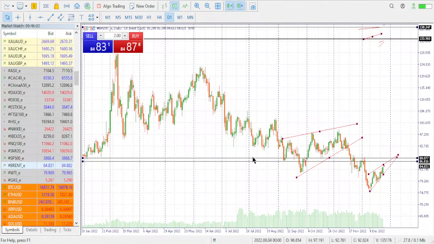This is a support, there's a break below, there is a break above, there is a support, a break below, there is a resistance. If the price comes up and touches this line, this is going to be a good place to look for a sell from.